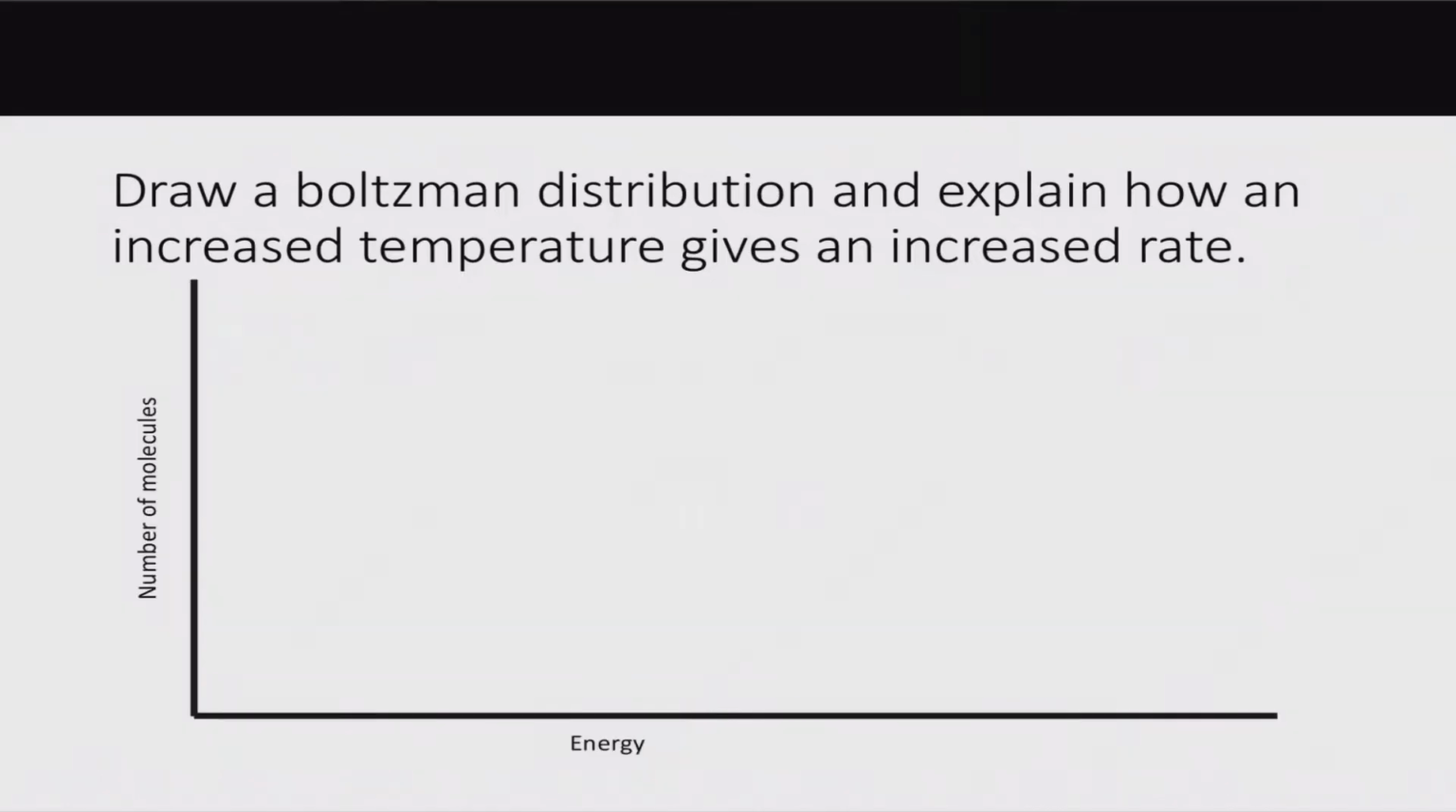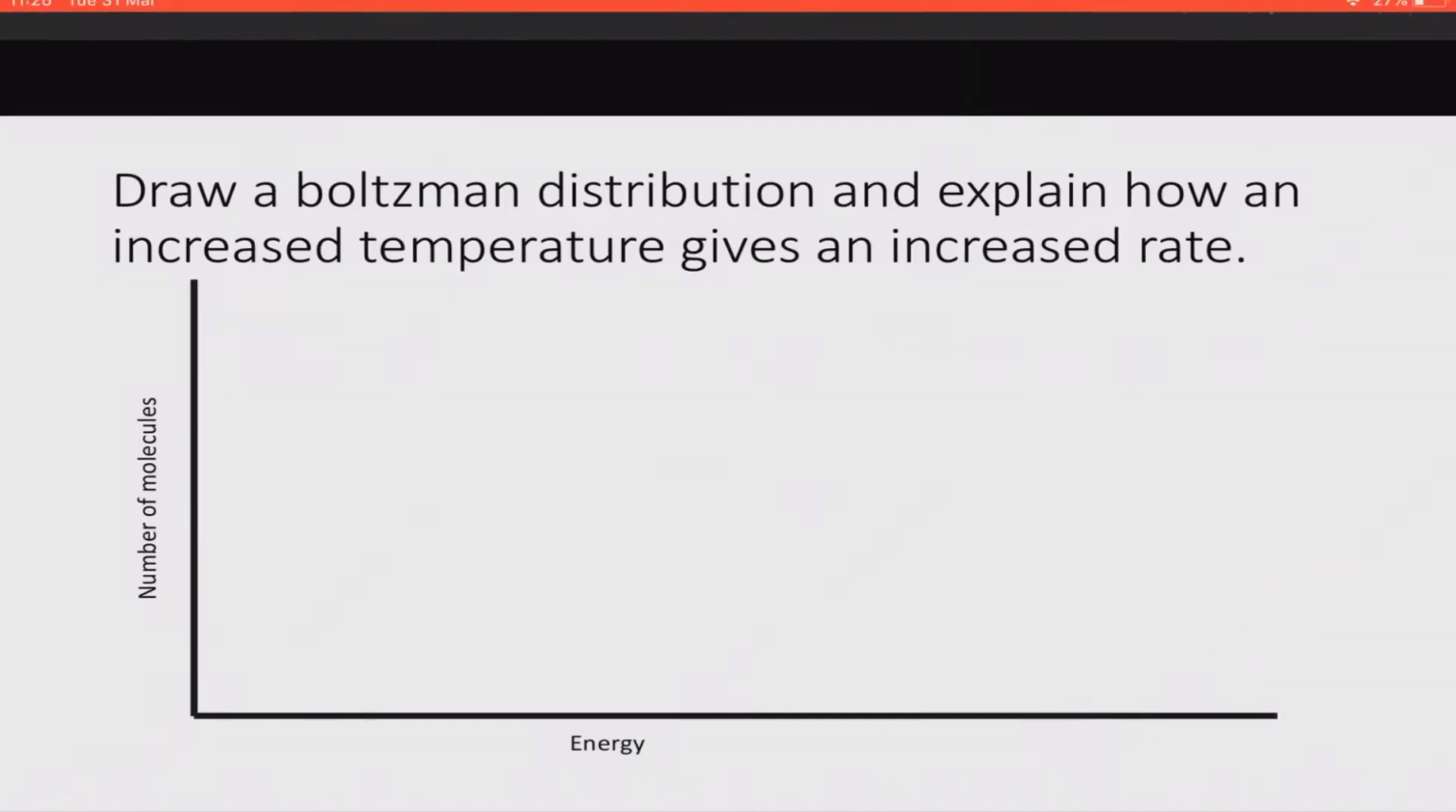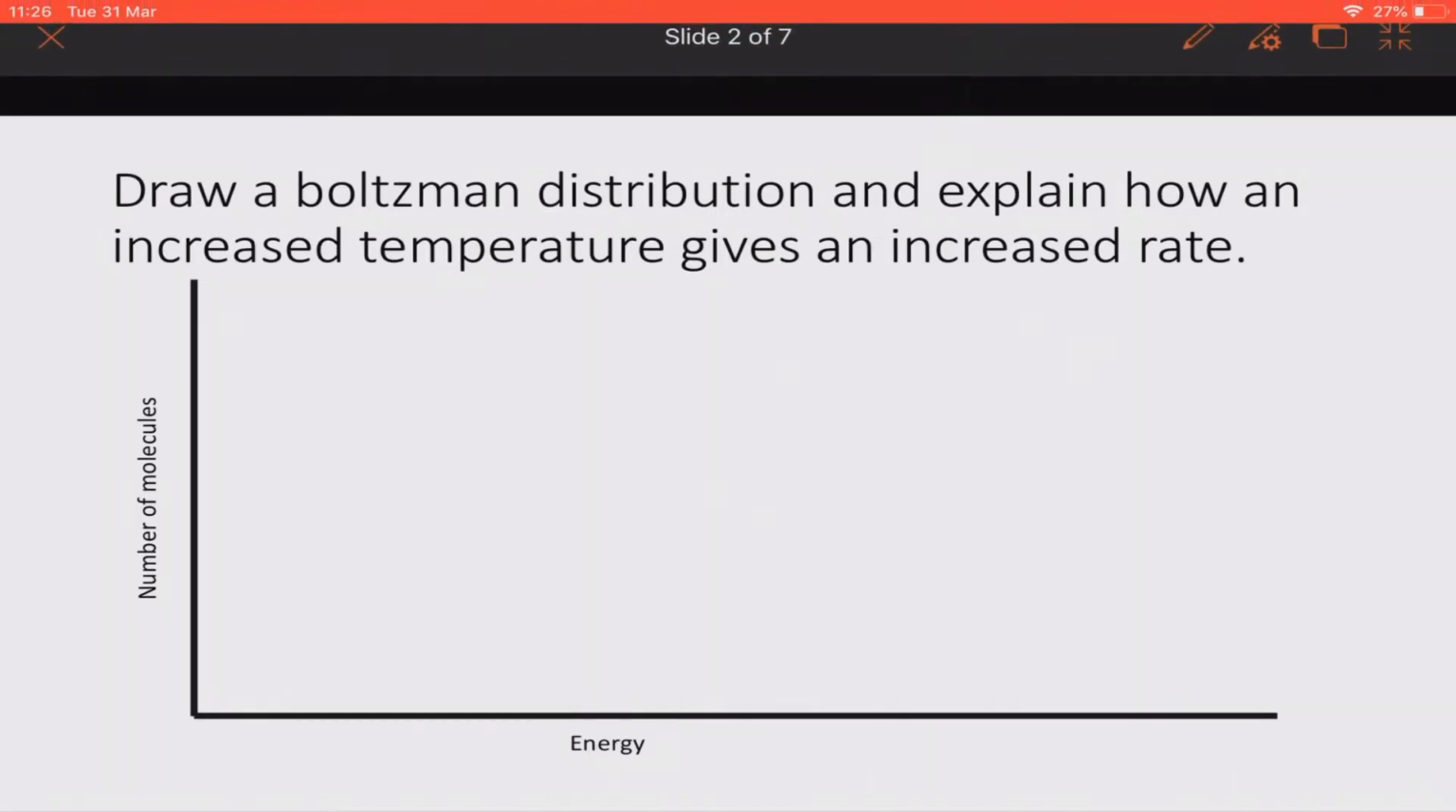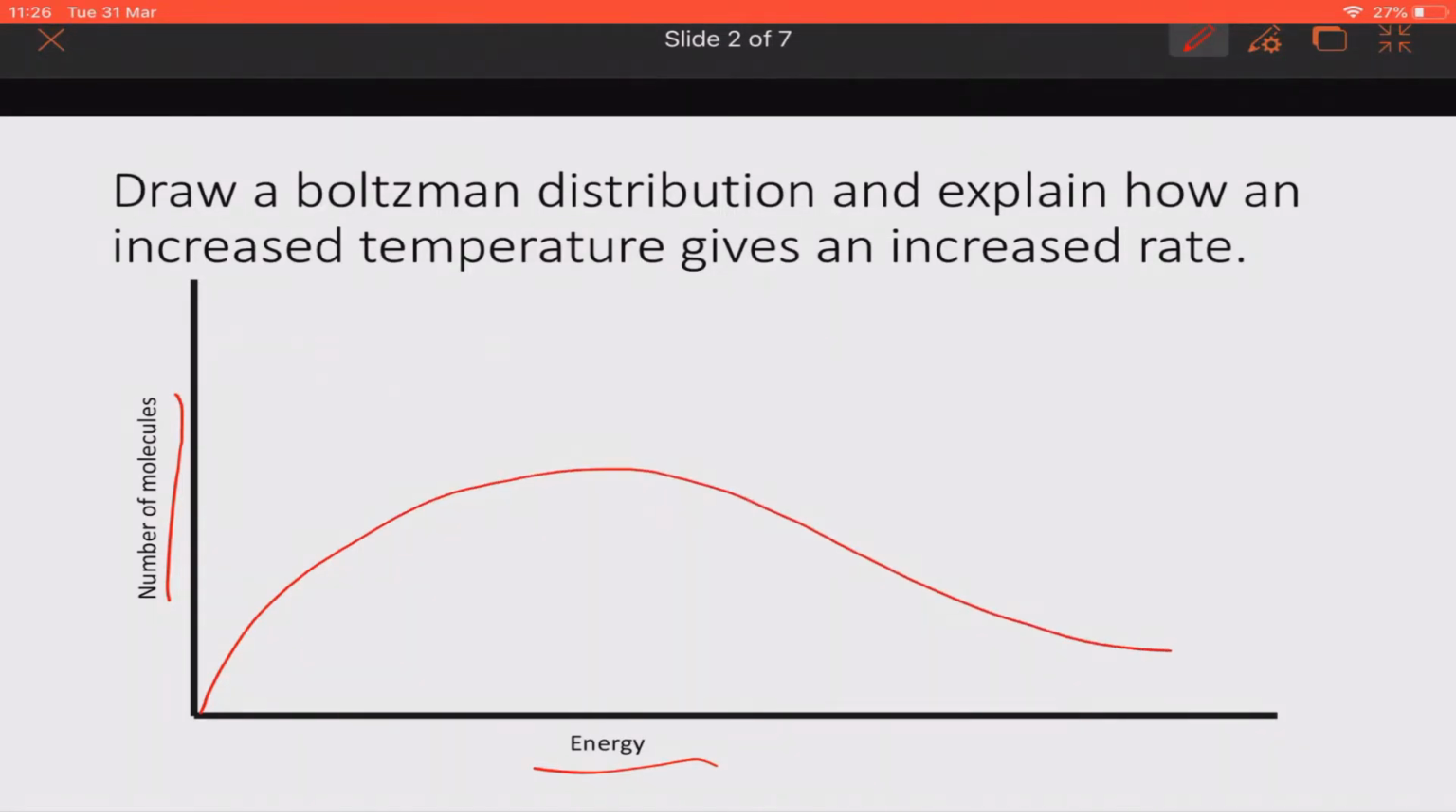Okay, hopefully you have done that and you have a set of axes that look like this. Now, there is a little bit of flexibility, so over here we have our number of molecules. That could be said as number of particles with a particular amount of energy, or number of molecules with a particular amount of energy, and along the x-axis we have energy. If you have called it kinetic energy, that's absolutely fine. We should have on here two curves. We should have a curve that perhaps looks like this.